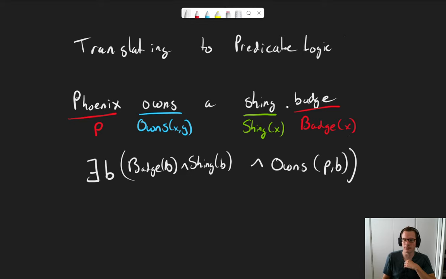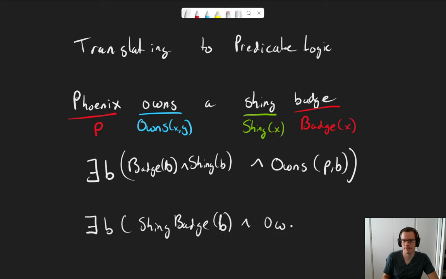So this is how I would translate this sentence. Now, some rules in our course. We want a predicate to do only one thing. So, for example, the following translation is not one we would like. So why don't we like this? Well, this predicate does two things. It says that B is a badge, and it says that B is shiny. And in our course, we don't like this. Predicates should do exactly one thing, ascribe one property to an object. So this we don't like.